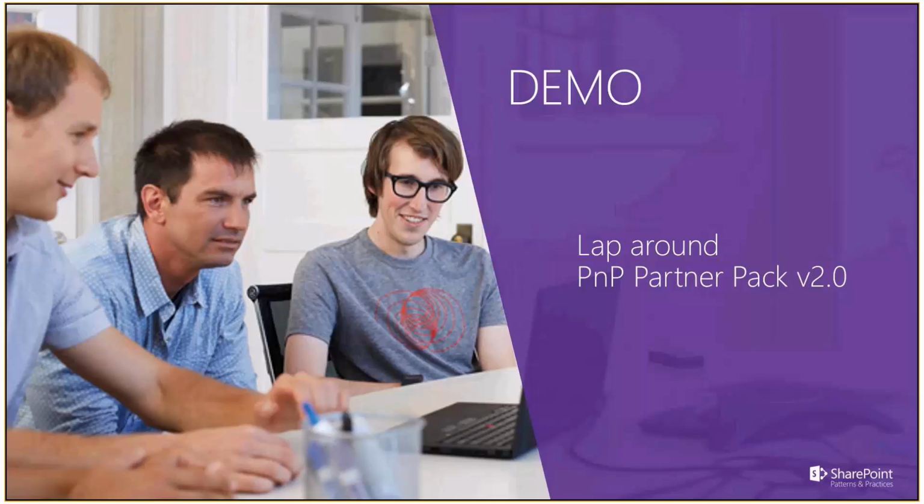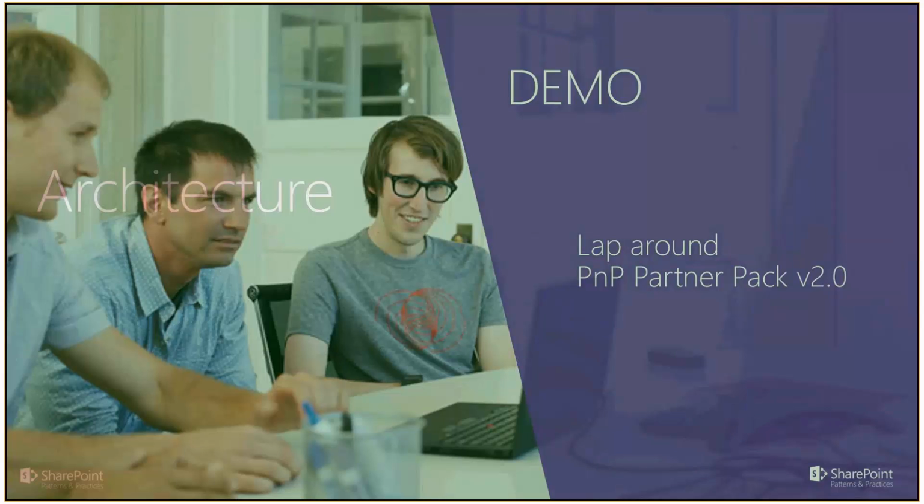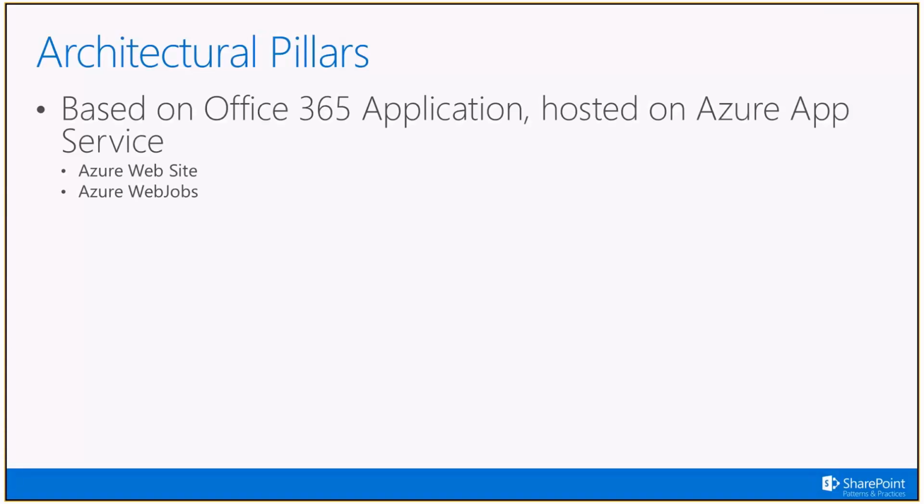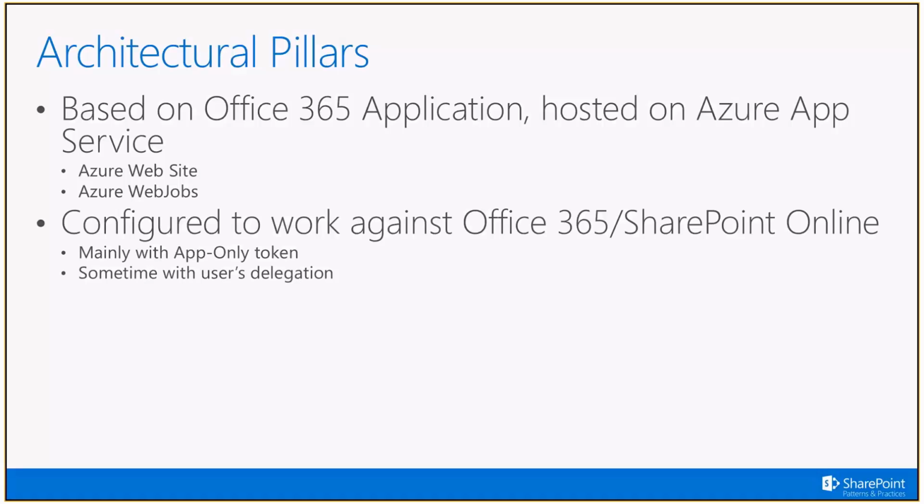From an architectural perspective, what we did first of all is to create an Office 365 application, which out of the box has to be hosted on Azure, on an Azure App Service, in which we have the website and a couple of web jobs, which process all of the asynchronous requests. Then we have the configuration of an Office 365 application in the Office 365 tenant, so that we have to properly set up all of the security settings, like the app-only token to execute the jobs in the background without the user identity, and sometimes with user delegation if needed.